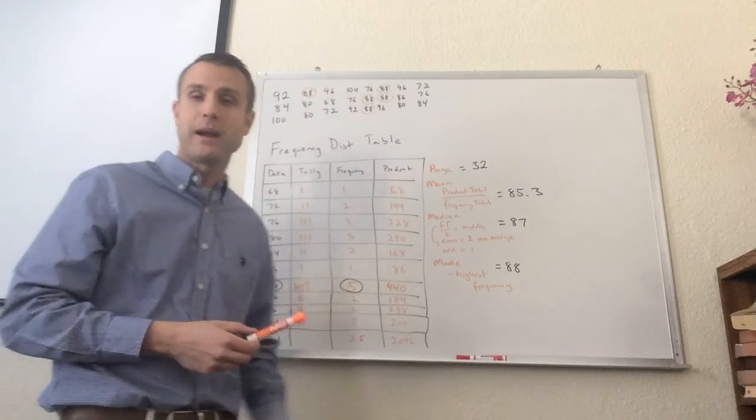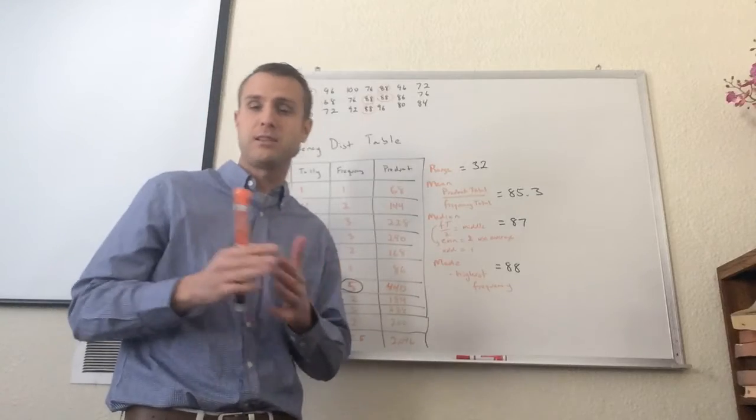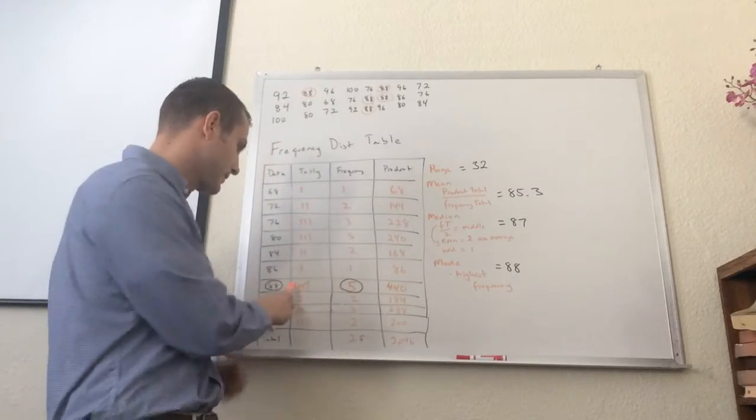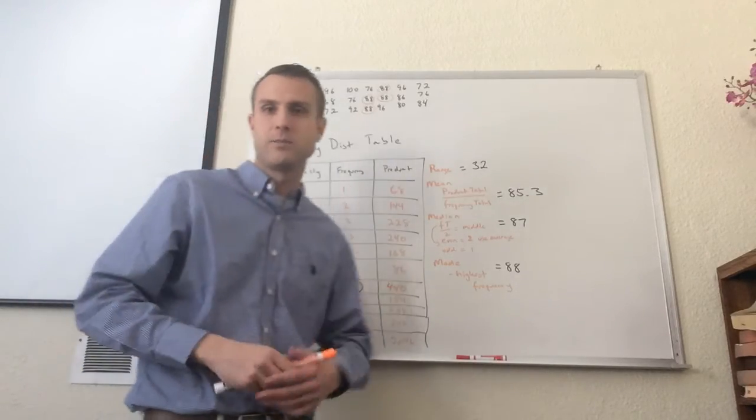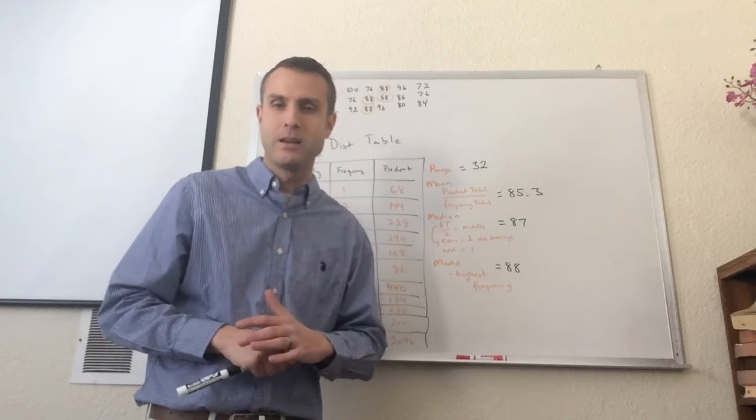Now sometimes you might have the same number. For example, if it was the 13th and the 14th, both of those are 88. The 13th and the 14th are 88. So my median would just be 88.